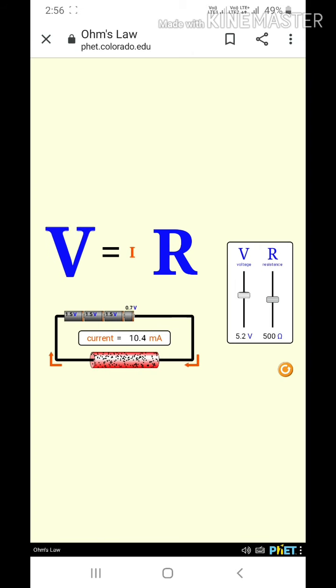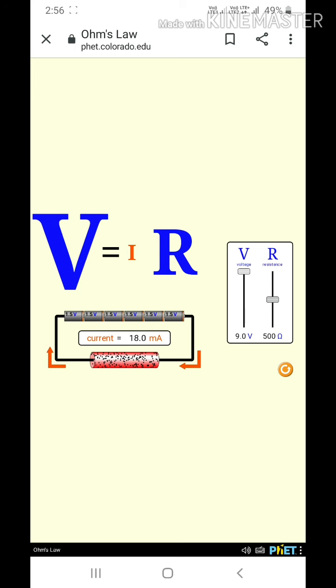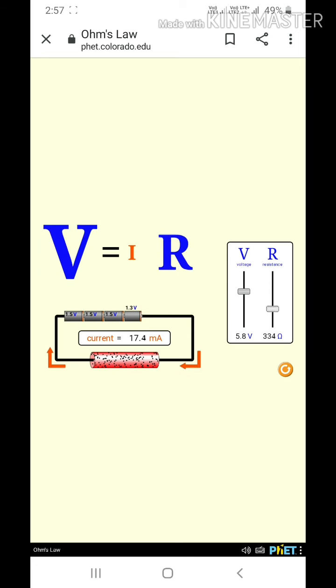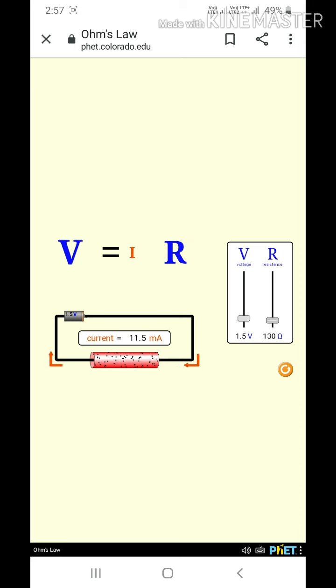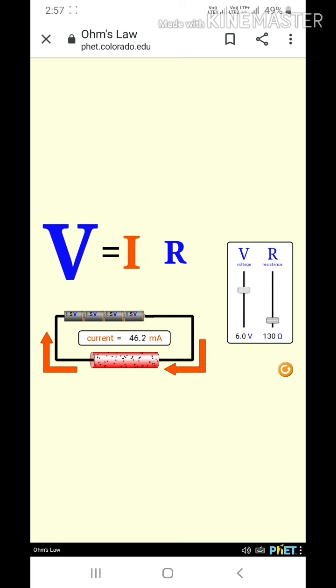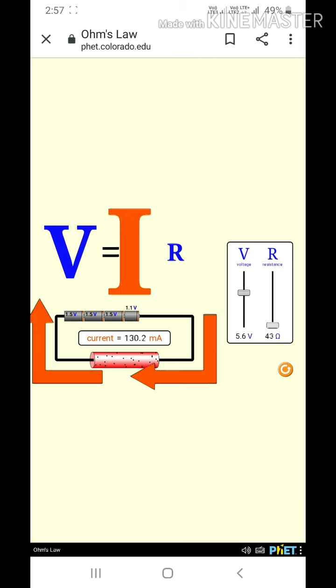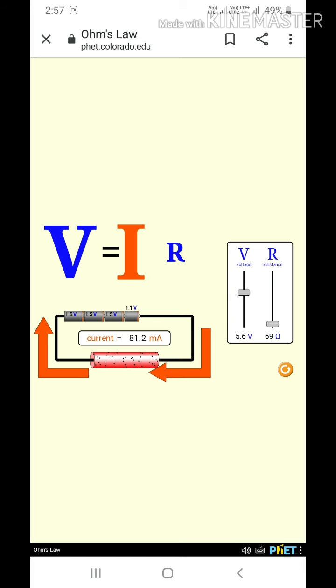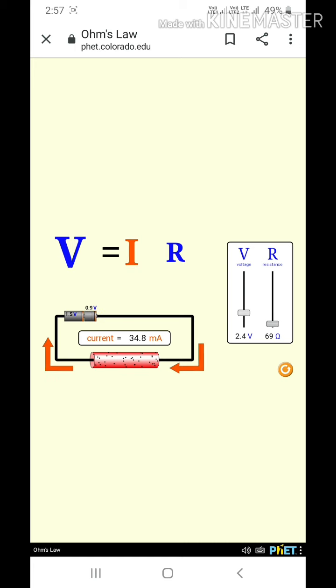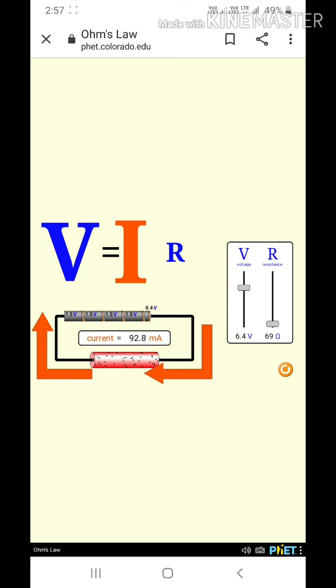When the voltage is increased, the number of batteries is also increasing. V is increasing, and at the same time I is also increasing. When the resistance is decreased, the current will increase. When the voltage is decreased, current is decreasing. When the voltage is increasing, the current is also increasing. That is, there is a direct relationship between V and I.